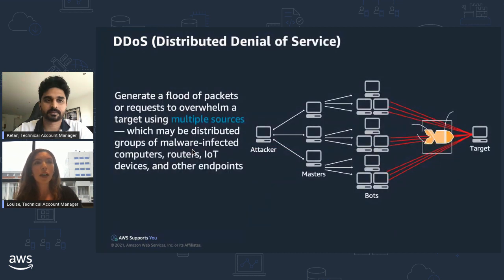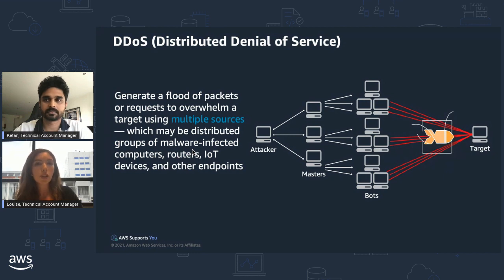And then moving on to DDoS attacks, so distributed denial of service. This is an attacker using multiple sources, such as distributed groups of malware-infected computers or routers or IoT devices to orchestrate an attack against a target. As you can see here in this diagram, it's using bots, so several different bot computers against a target to overwhelm or flood the network resources on the target.